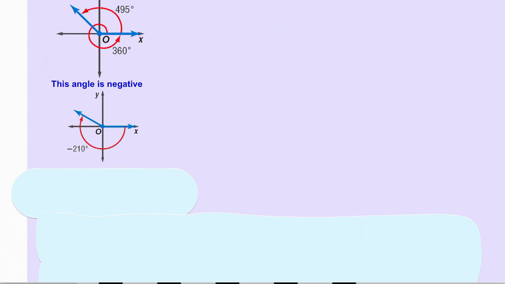So negative 210 degrees is, instead of a little bit more than 180 degrees into the third quadrant, a little bit more than 180 degrees backwards into the second quadrant. And so that's why negative 210 degrees lands in the second quadrant.